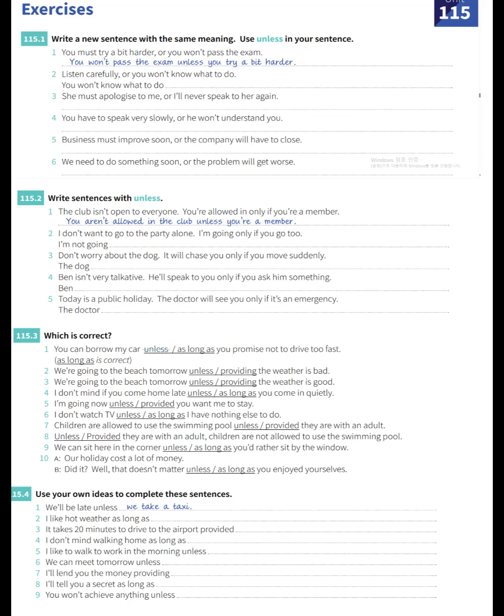So what about you? You don't mind walking home as long as it doesn't take so long. I don't mind walking home as long as it doesn't take long.